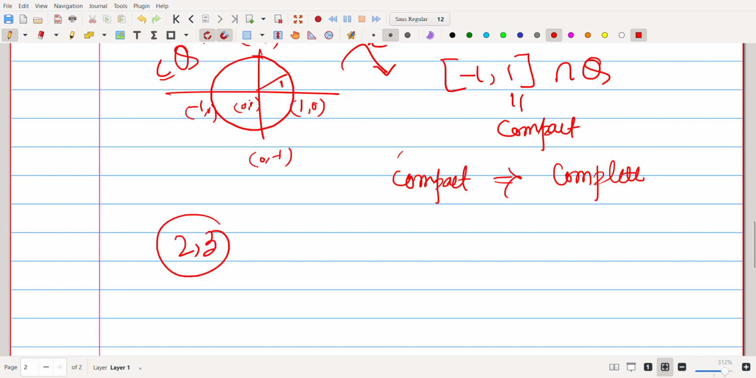So option 2 and 3, these two are correct. Okay, option 2 and 3, these two are correct.